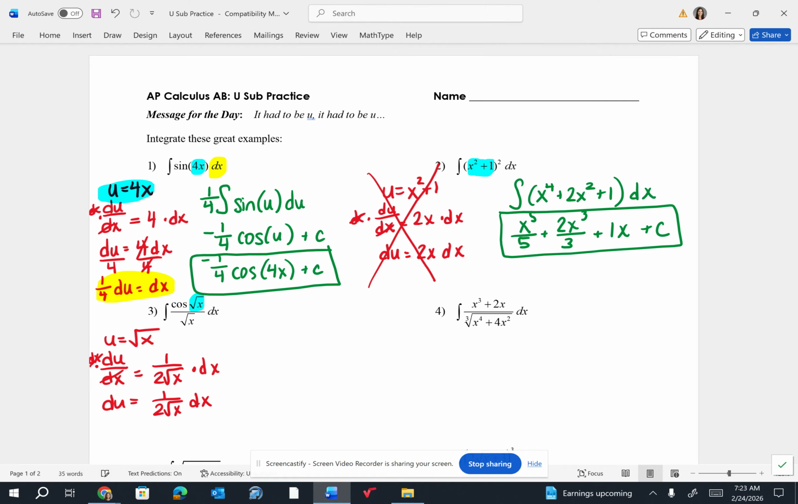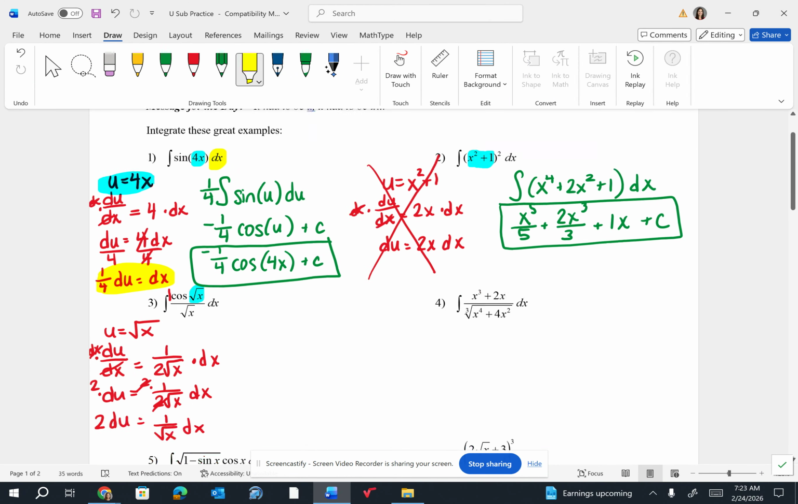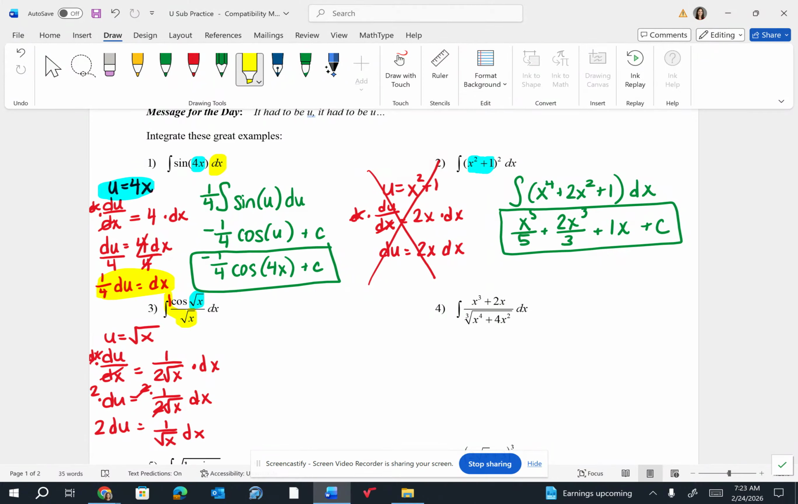So I look back at my original problem, and I do have a root x in the denominator, which is great, but I don't have a 2. So I'm going to multiply both sides by 2 so that I can cancel that 2 out. So I'm going to have 2 du equals 1 over root x dx. And that might be hard to see, but I'm going to put in an imaginary 1 here. And then let me highlight that there is actually a 1 over root x dx in the original problem. I find it's a little harder to see when what you're substituting is in the denominator.